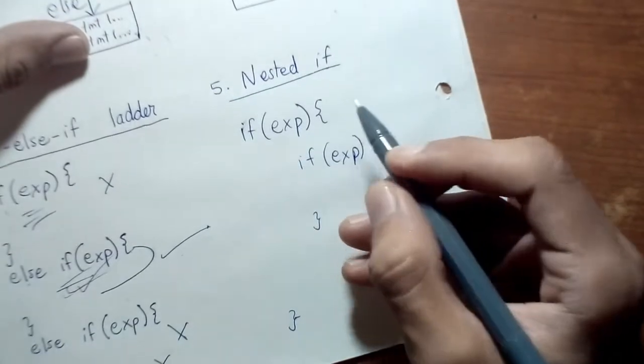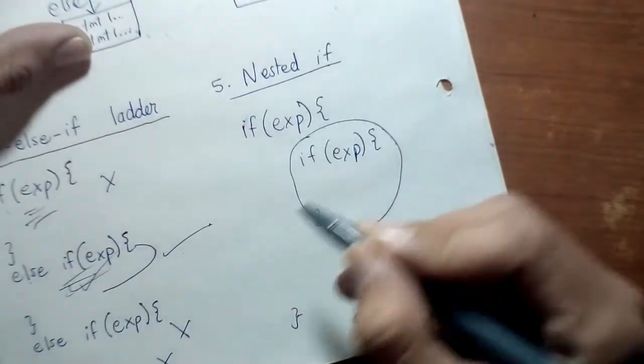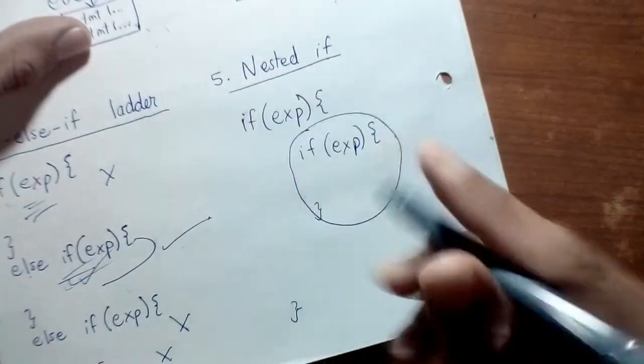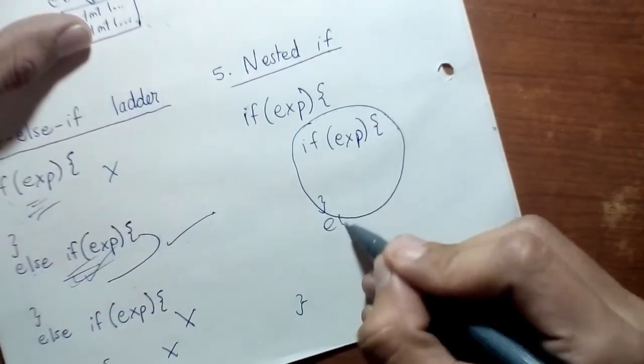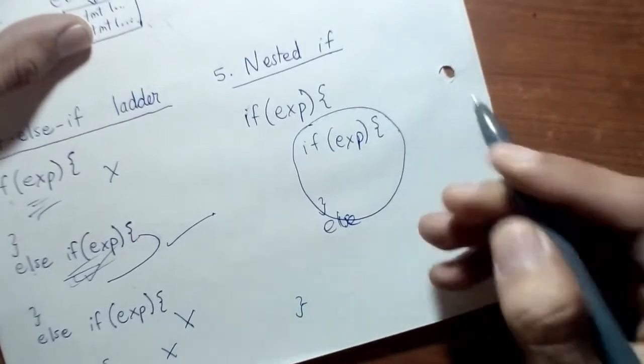Now in number 5 we have the nested if statement. In a nested if, we have another if statement inside the outer if statement. So we are nesting, putting one if inside another if. Now this inner if may have its own else part optionally, or it may not have its own else part.